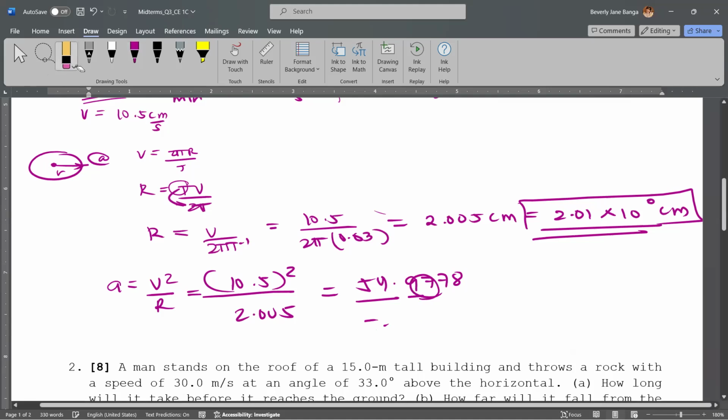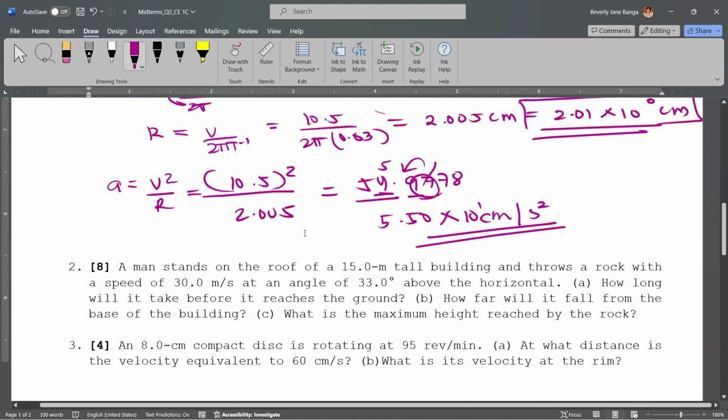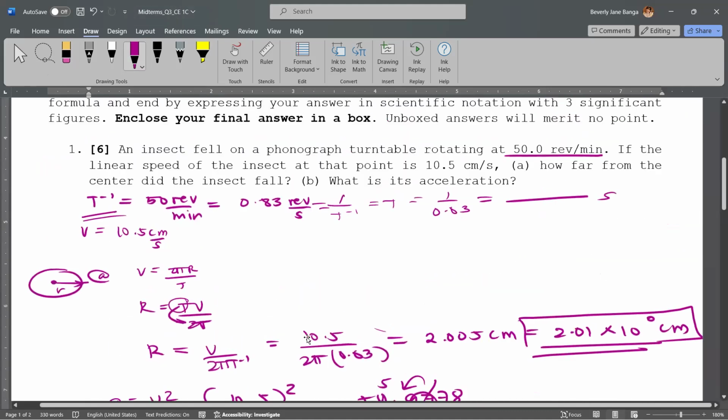So if I round it up, I have no choice. Because 54.9, the number beside it is 7, so you round up. And when you round up, the 4 next to it becomes higher, so you round up that one too. So this becomes 5.50 times 10 raised to 1 meter per second squared. Okay, sorry, centimeter per second squared. So don't overdo the rounding off, class. Follow the rules on significant figures.